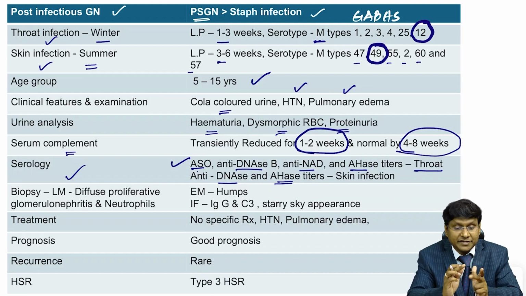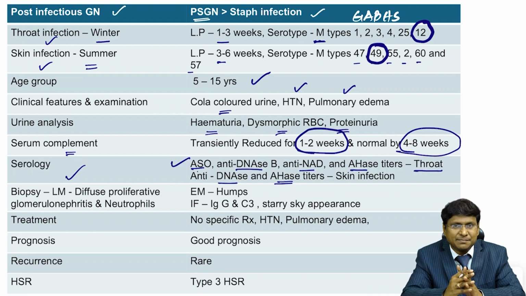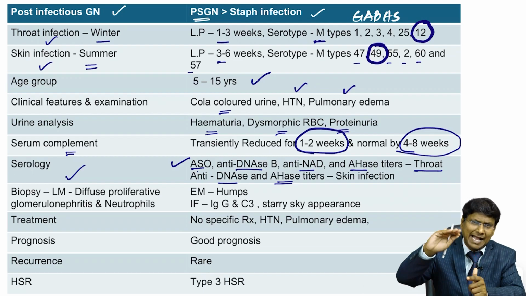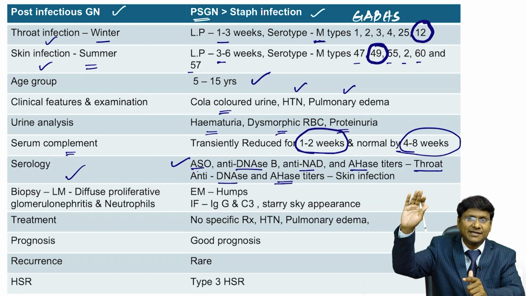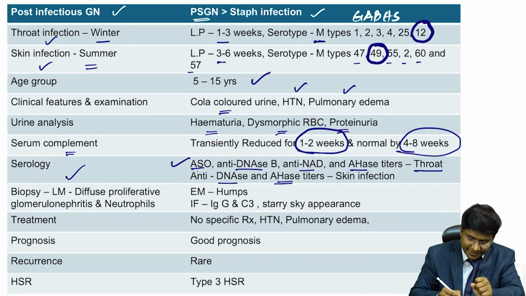Children, throat infection or skin infection in past few weeks, now presenting with cola colored urine, very much suggestive of post-streptococcal glomerulonephritis. But if the serum complement levels are persistently reduced, it is not your post-streptococcal glomerulonephritis, it is suggestive of membranoproliferative glomerulonephritis, that is MPGN, right? And only in that scenario, if the serum complement levels are persistently reduced, or if the urea and creatinine are gradually increasing, progressing, then you need to do biopsy to rule out the post-streptococcal glomerulonephritis, right?